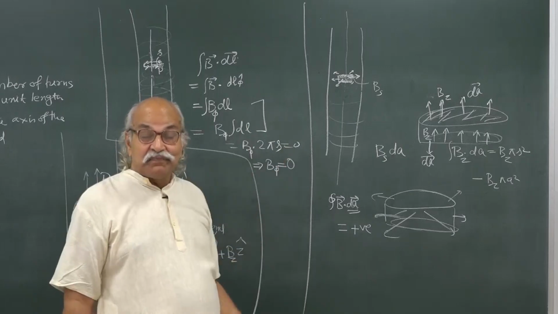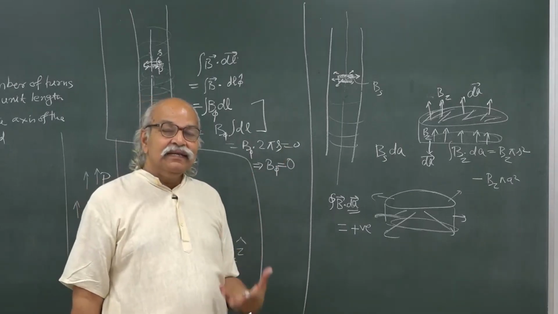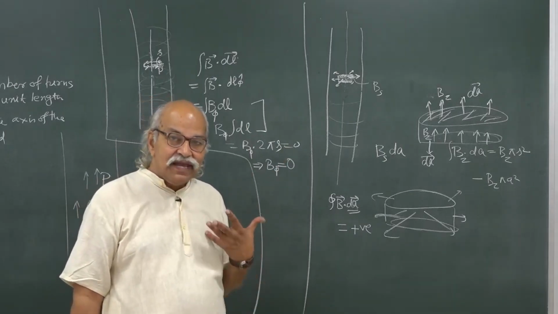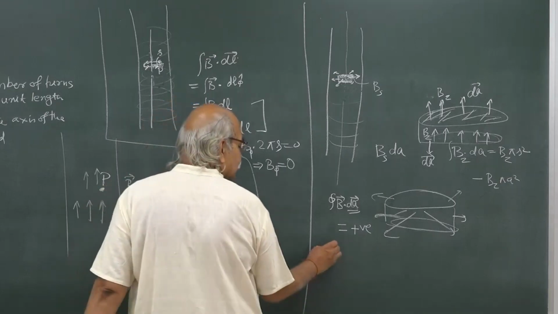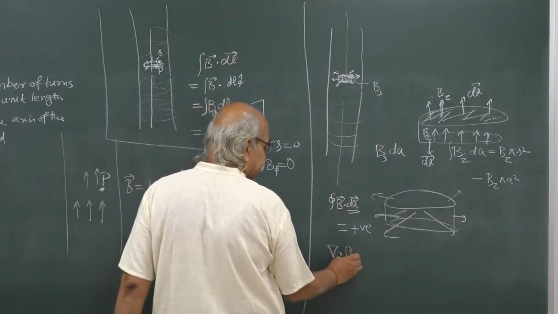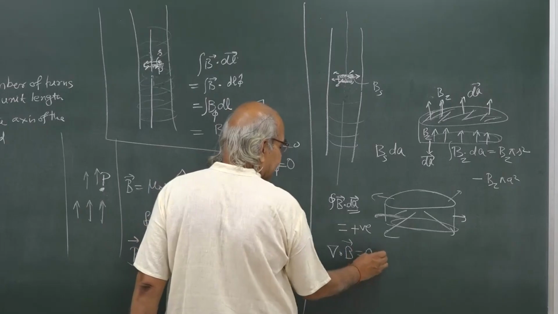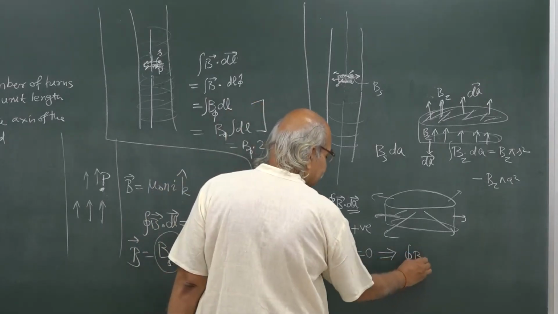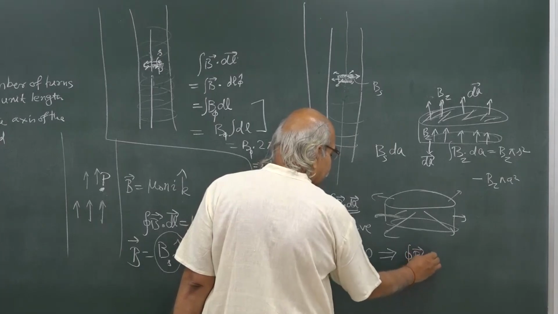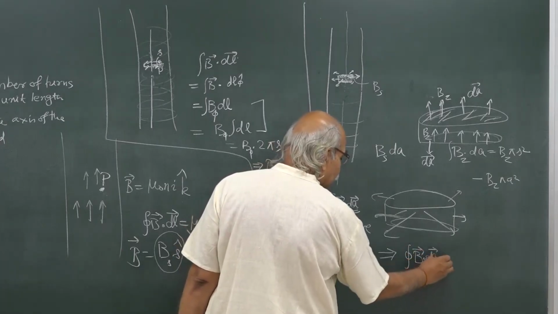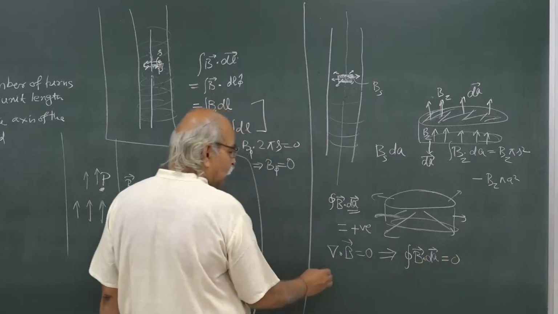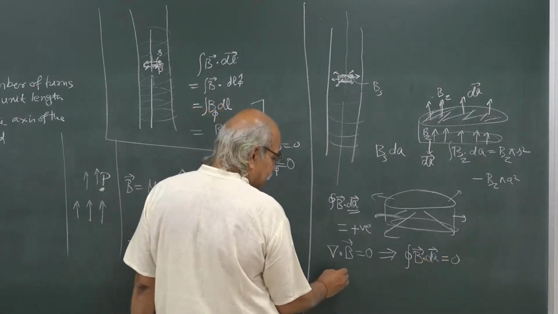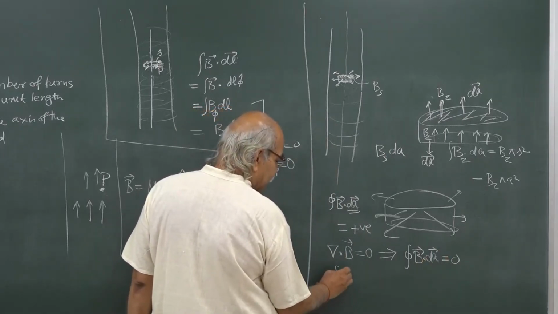But this cannot be for any kind of magnetic field. Divergence of B is 0, and divergence of B implies that if you have a closed surface and you calculate this flux, this has to be 0. That is Gauss divergence theorem.